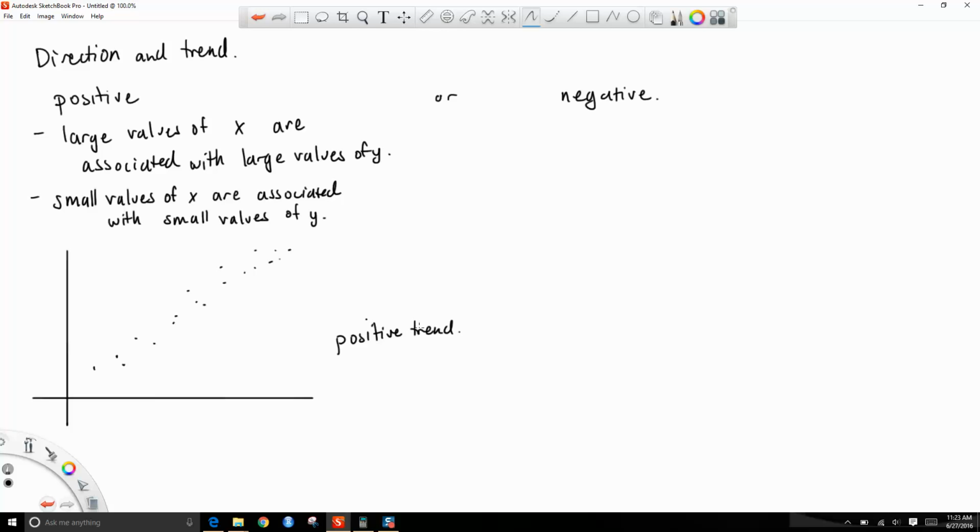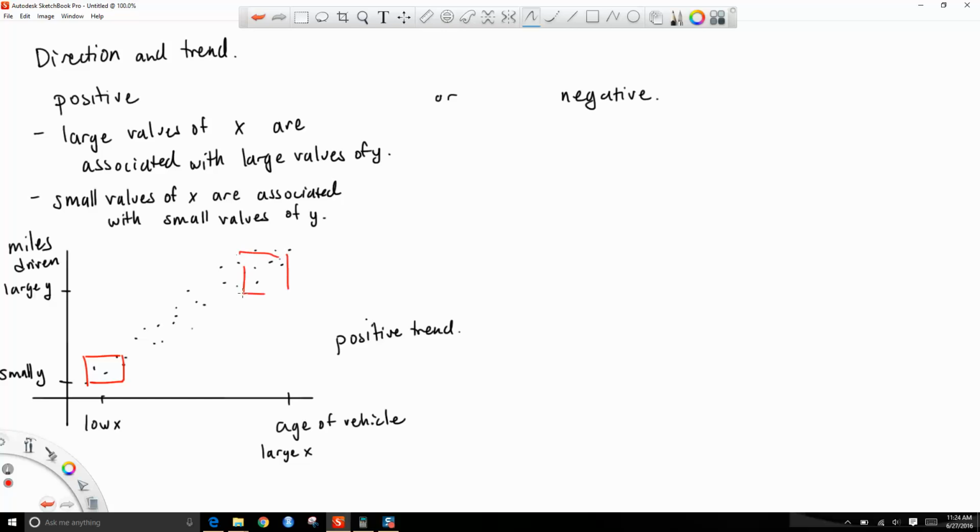So we can look at maybe the age of a vehicle and miles driven. In general, older cars will have more mileage driven on them. So this will be low x, and this will be high or large x. And over here we have small y and large y. If we look down here, we will see small values of x go with small values of y. And up here we have large values of x go with large values of y. So we've got a positive trend.